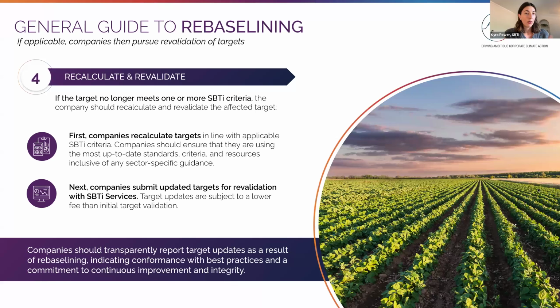We always recommend that companies communicate these types of changes transparently to stakeholders. So indicating the reason for the update, any kind of substantiating details, etc. And then the company's updated targets would then display on the SBTi target dashboard upon the update, and they can explain that to their stakeholders in their next general target progress update.